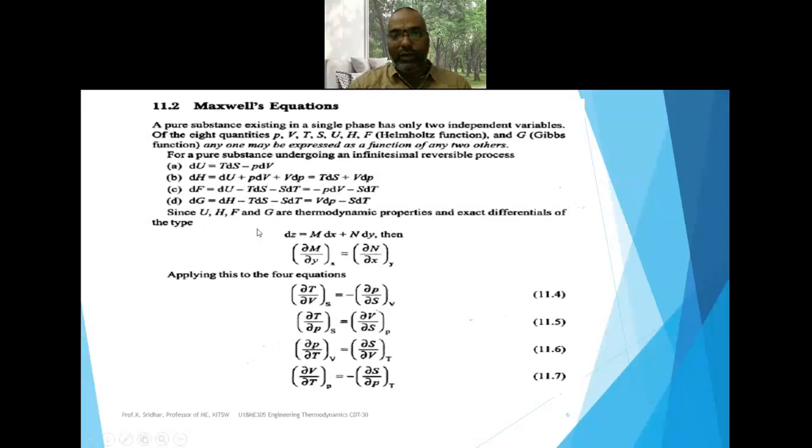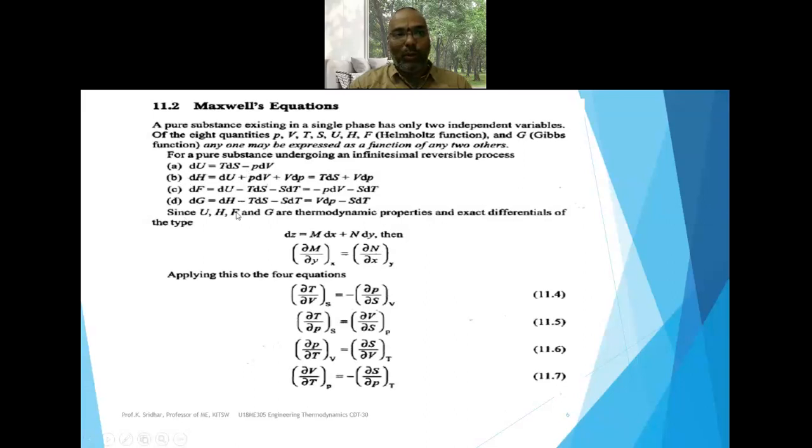And we studied how we can identify a thermodynamic property. Whenever an equation is given to you, how can we say that it is a thermodynamic property or not? Let us say there is an equation dz equals M dx plus N dy. This equation represents a thermodynamic property if the partial derivative of M with respect to y at constant x is equivalent to the partial derivative of N with respect to x at constant y.